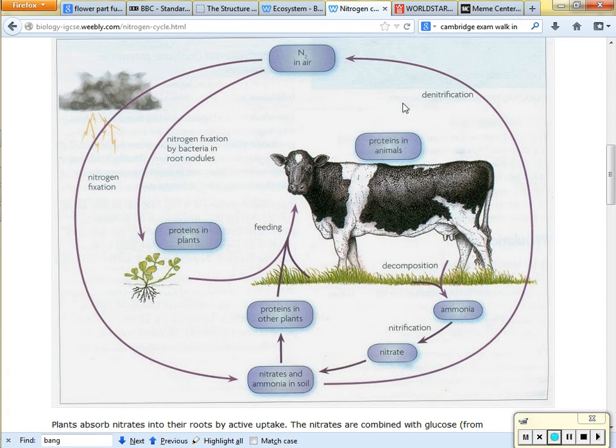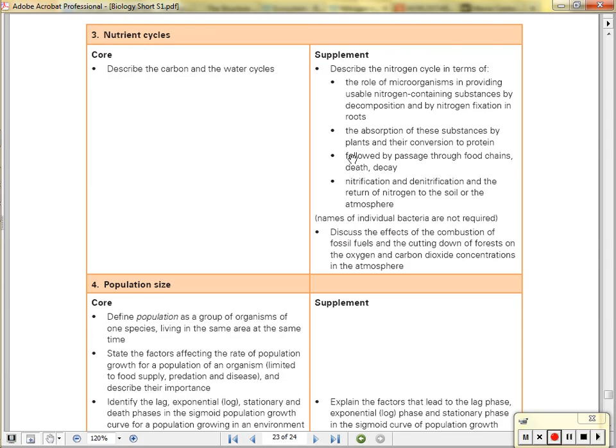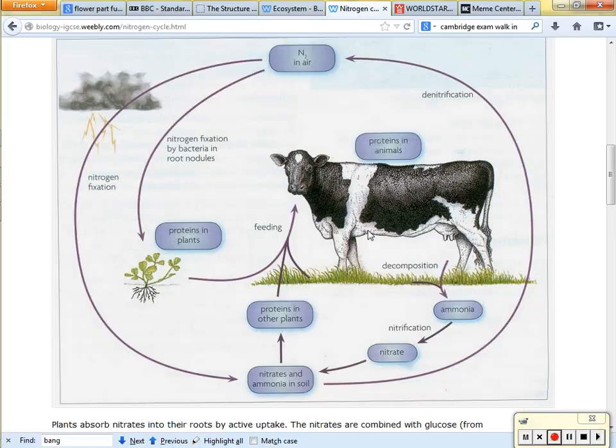There is one more cheeky guy. There are some bacteria that will turn nitrates and ammonia back into nitrogen, and we call that denitrification. So nitrification is turning the ammonia into nitrate. Nitrogen fixing is doing the same process pretty much. And denitrification is turning the useful stuff into non-useful stuff. Nitrification and denitrification. All right. And that's the nitrogen cycle.